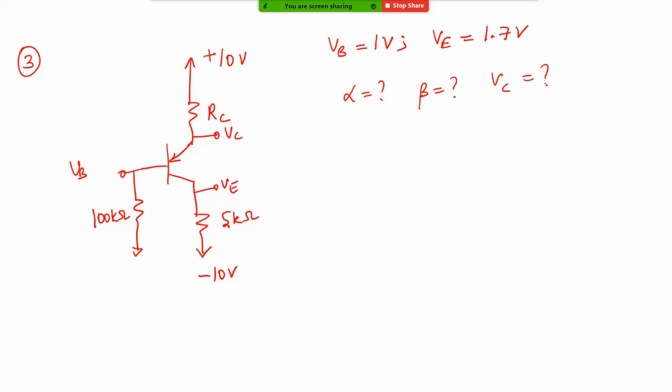Sir, shouldn't VE be above, because the above one is emitter? Oh, I'm sorry. I think you're right. Yes, thanks for the correction. So emitter voltage is plus 1.7 volt. VB is plus 1 volt. And for the PNP transistor, you need to find out what is alpha, what is beta, and what is the collector voltage.